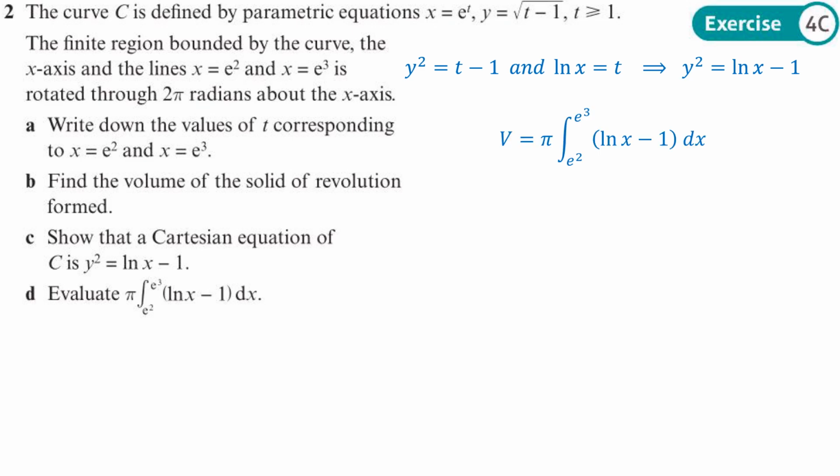For the next bit, I've actually called this integral V because I know that it should also correspond to the volume of revolution. It's pi times the integral from one x value to another x value of y squared with respect to x. So it should, in theory, give me exactly the same result that I got before.